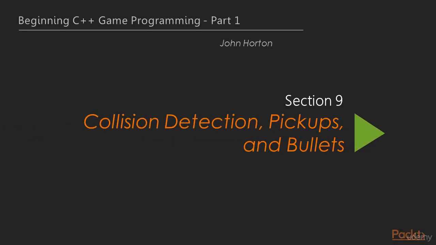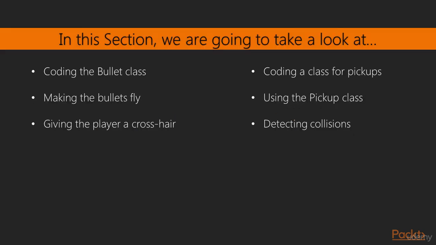Hi, and welcome to the 9th section of this course, Collision Detection, Pickups, and Bullets. We'll start this section with coding the bullet class and making the bullets fly. Then we will give the player a crosshair and code a class for pickups. Lastly, we will use the pickup class and detect collisions.